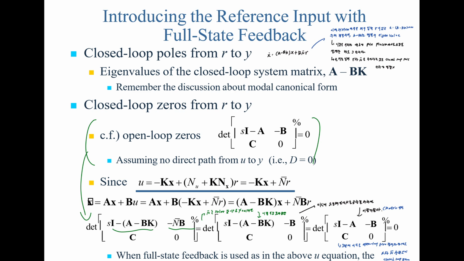In conclusion, we covered two key parts of state space design. First, using full state feedback u is minus kx to arbitrarily place the closed loop poles, which is possible only if the system is controllable. And second, introducing a reference input using steady state gains to create a final control law, u is minus kx plus M bar r, that achieves zero steady state error for tracking.